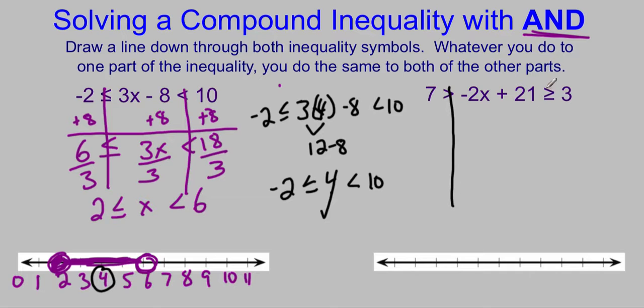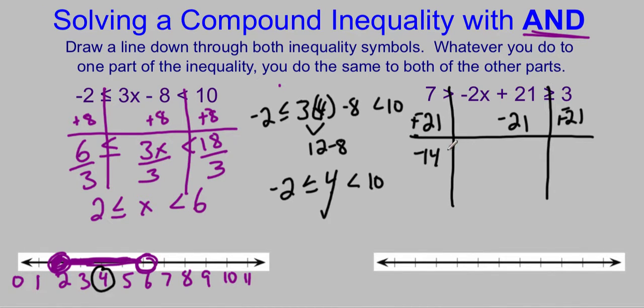So same thing here. Draw down your line for both of them, and then we're going to solve it. First, we're going to subtract our 21 away, or if it helps you can think of it as adding a negative 21. Here I get negative 14 is greater than negative 2x is greater than or equal to, this is going to be negative 18. Then I'm going to divide everything by negative 2.